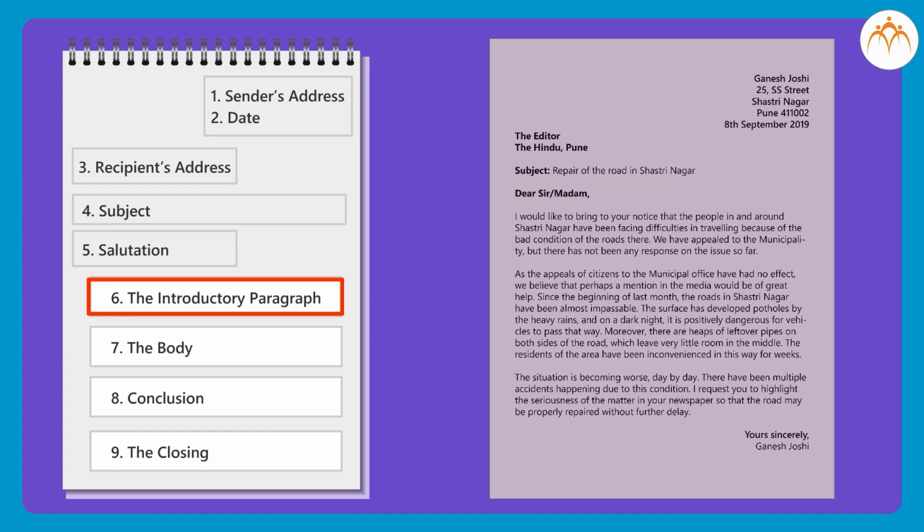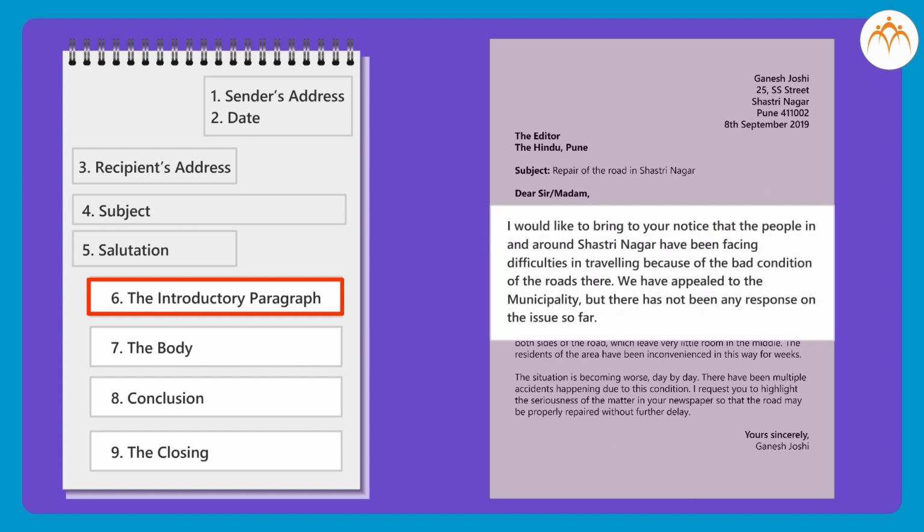Sixth is the introductory paragraph. The first paragraph is nothing but a summarized version of the letter in a couple of lines. It should contain your introduction and the purpose of writing the letter. Example, I would like to bring to your notice that the people in and around Shastri Nagar have been facing difficulties in travelling because of the bad condition of the roads there. We have appealed to the municipality, but there has not been any response on the issue so far.